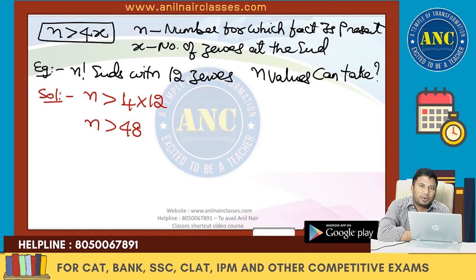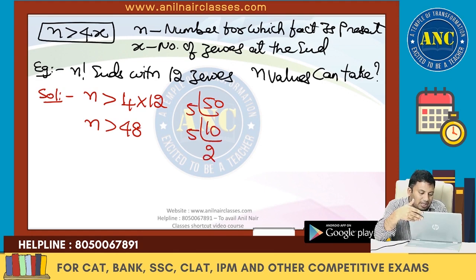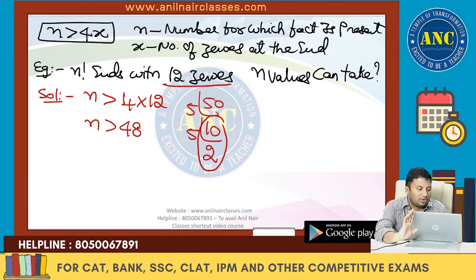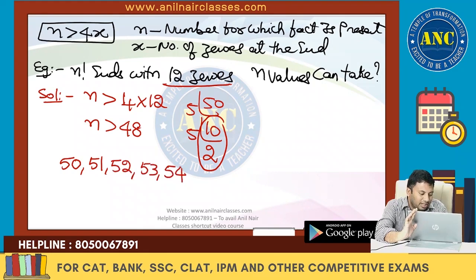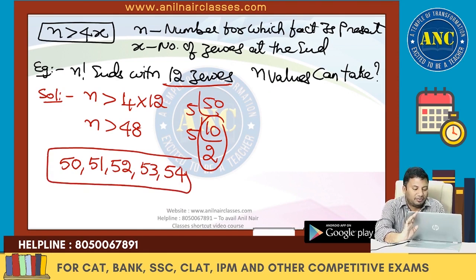What is the multiple of 5 just greater than 48? 50. What will be the number of zeros? 5 tens are 50, 5 twos are 10. 10 plus 2 is 12 zeros at the end. So 50 will have 12 zeros at the end. 51 will have 12 zeros, 52, 53, and 54 have too. 50, 51, 52, 53, 54.